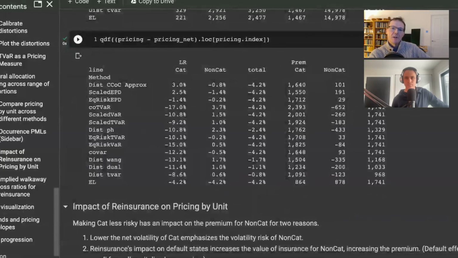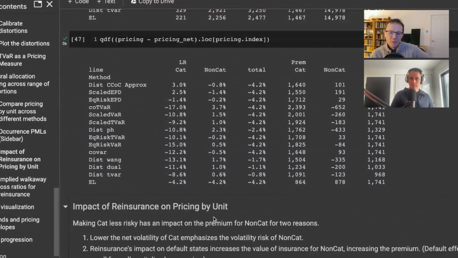This is looking at the difference in loss ratio gross to net. Okay, and so you expect that your loss ratios are going to go up, right? Because your risk has gone down. So there's a couple of things we see here. One is by buying cat reinsurance, this model is saying that there's an impact on non-cat, which probably has people scratching their heads a little bit. It's like, well, why is that happening? Okay, and it's not just the distortion methods. All the methods do that.